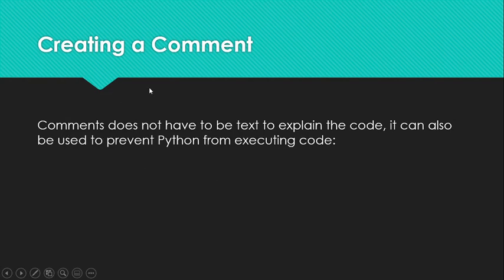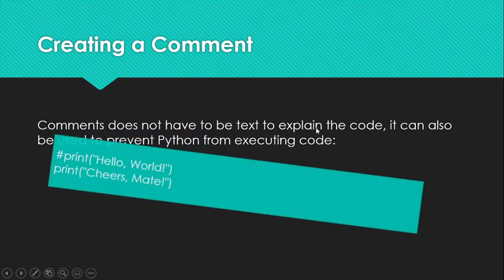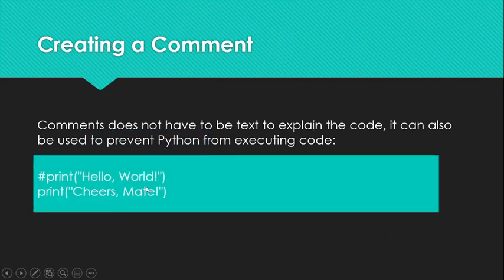The comment does not have to be text to explain the code. It can also be used to prevent Python from executing code. So for example, if you comment out a line of code, what will happen? It will ignore the code. For example, if you comment out print hello world, and then you print cheers mate, then cheers mate will appear. If print hello world is commented, it will ignore this line.